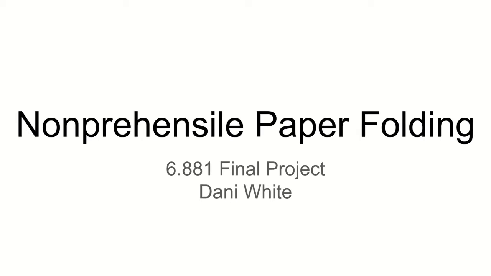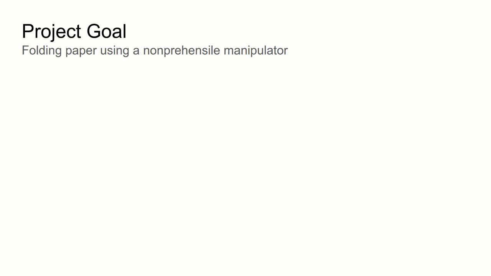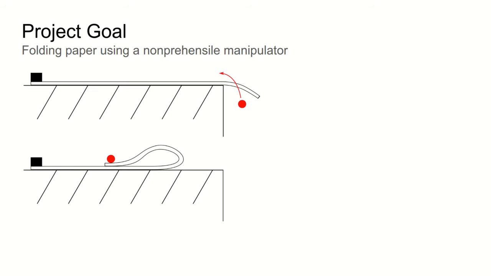Everyone, my name is Danny, and today I'm going to be telling you about my 6881 final project, which is non-prehensile paper folding. What this looks like is that we start with a piece of paper, which is affixed on one edge to this platform and hanging off the edge of the platform on the other side.